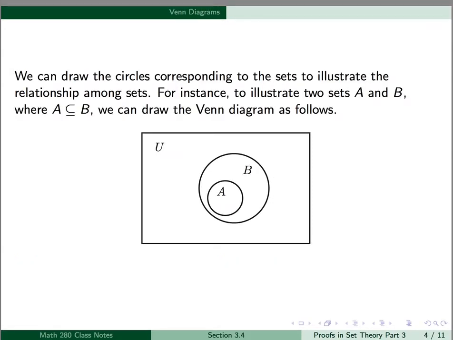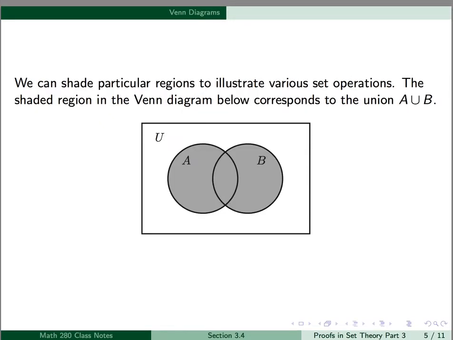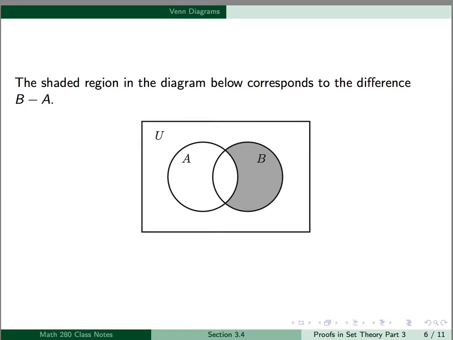We can draw the circles corresponding to the sets to illustrate the relationship among sets. For instance, to illustrate two sets A and B, where A is a subset of B, we can draw the Venn diagram as follows. We can shade particular regions to illustrate various set operations. The shaded region in the Venn diagram below corresponds to the union, A union B. The shaded region in this diagram corresponds to the difference, B minus A.